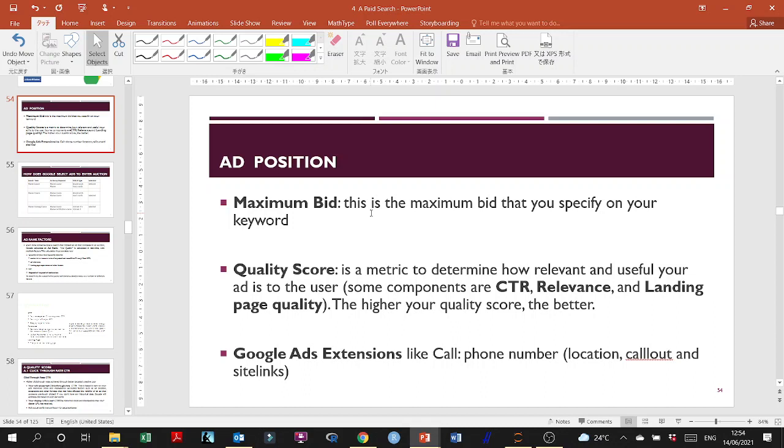Of course, you're not going to buy your way up, but the quality score is based on three main pillars. The first pillar is the click-through rate, the CTR. The second is the relevance, and the third is the quality of your landing page. The quality of your landing page, we talked about a lot of quality tips and optimization and page performance factors that you need to take into consideration when optimizing your pages. Then we're going to talk also about ad extensions.